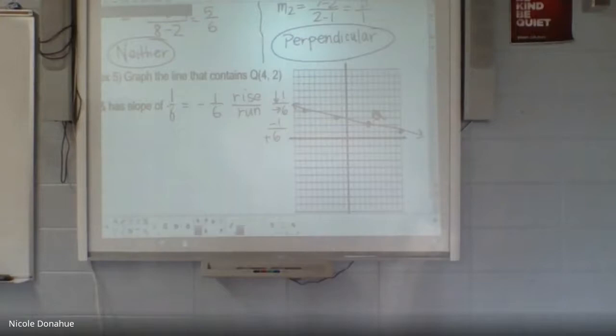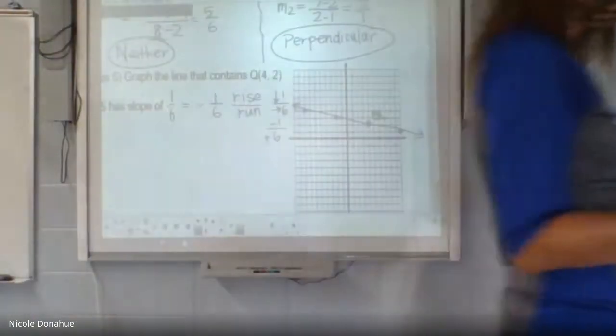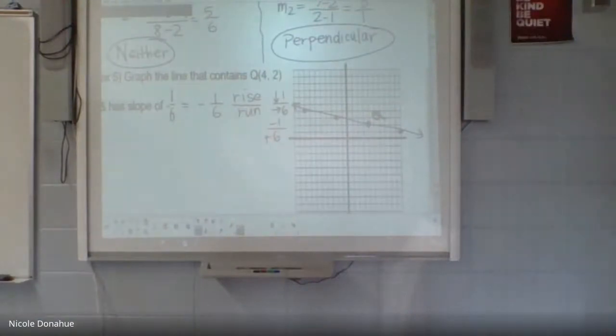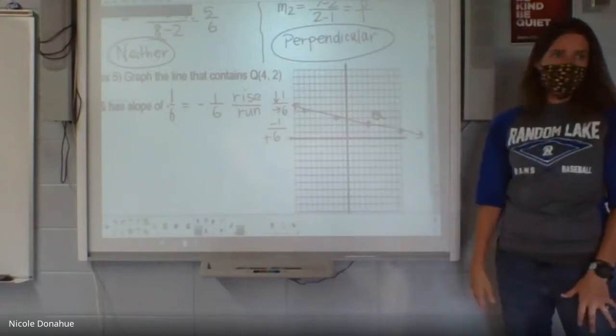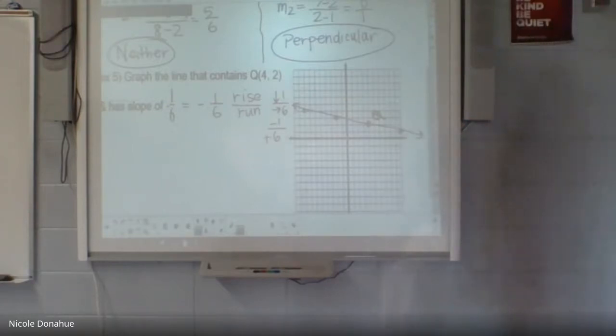Now, we're not used to graphing this way. Typically we graph, bless you, starting with like the y-intercept. We're going to do that in the next few days, but right now we're just starting from the point they give us and doing the slope from there. Okay, questions?